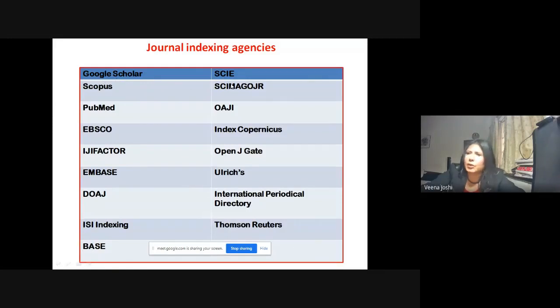Scopus, Google Scholar, SCI, Sage, Thomson Reuters, Ulrich, Open, they are called journal indexes. Who gives the impact factor to a journal? And to a scientist, Joshi madam, who gives me the H index?